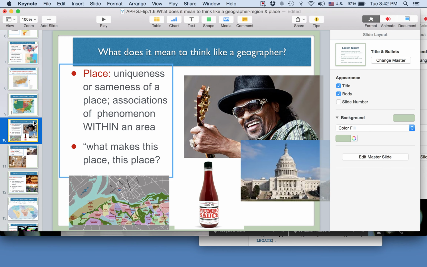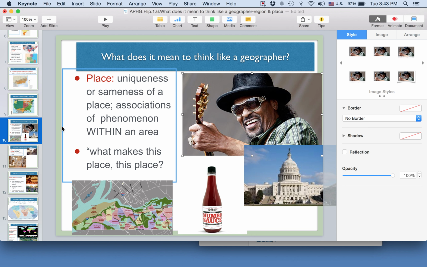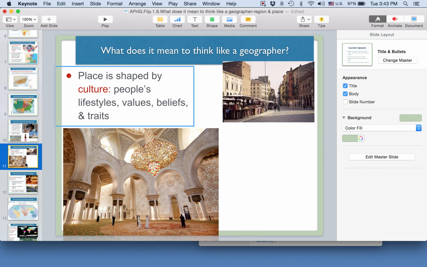So if that's what makes Washington DC, it's a combination of our culture, it's a combination of our physical environment, as you see here. It's a combination of our economy. All of these different things create what we call our sense of place. What makes an individual place this place?